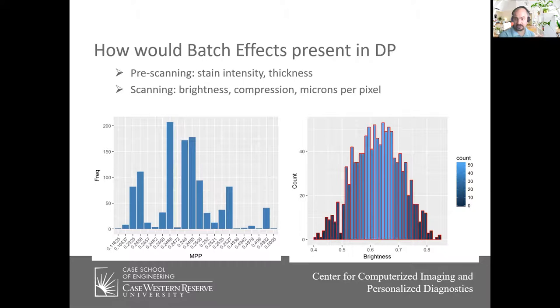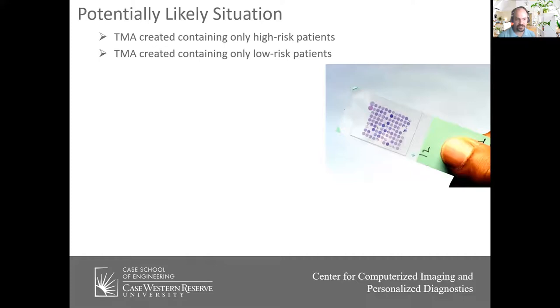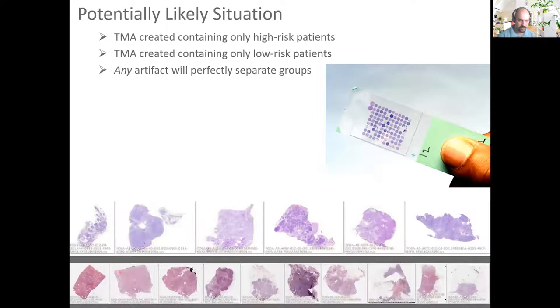So what's a potentially likely solution that's also the worst case? Let's say we create a tissue microarray that contains only high-risk patients, another tissue microarray that has only low-risk patients, then essentially any artifact introduced to either of those slides during that process will allow those groups to be perfectly separated. So here we can see these images on the top are, let's say, bad prognosis, but they're also more blue. On the bottom, they're more pink, and maybe they're good prognosis. Now I just need to ask you what color the tissue is. You say it's pink. I'll say, oh, then I know it's good prognosis. And in fact, I should not be able to do that.